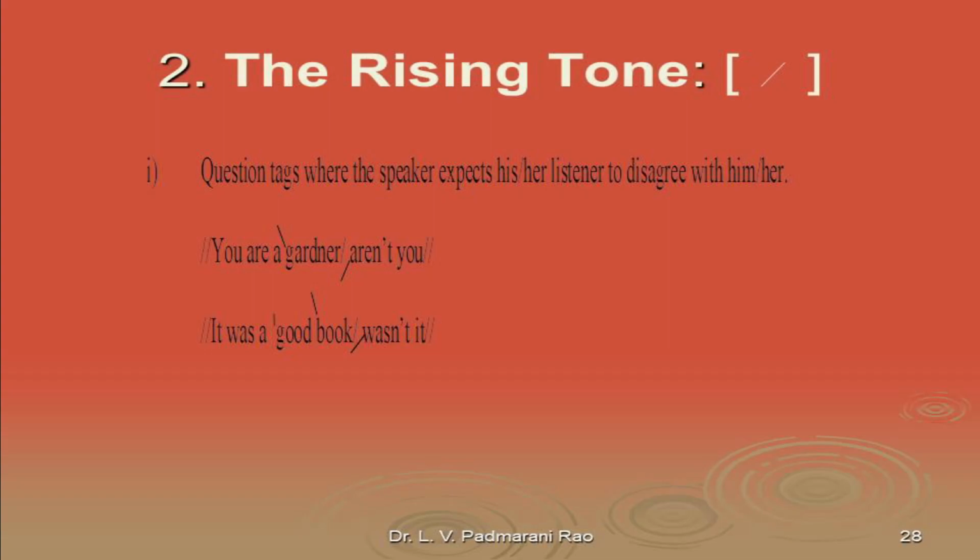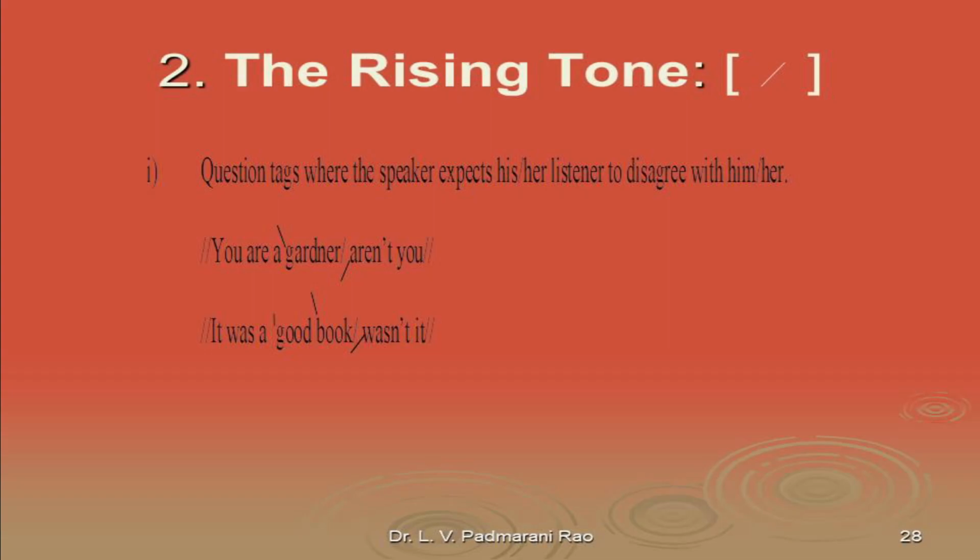So, you are a gardener. You fall down. Aren't you? If you raise up, I'm asking a question, and I expect that the person who is standing in front of me might be a gardener, might not be. You're a gardener, aren't you? You're falling down. It would mean that I know you're a gardener, and I expect my listener to agree with me. You're a gardener, aren't you? If I raise up, it would mean that he may be a gardener or maybe he is the owner of the house. It was a good book, wasn't it? It was a good book. Falling down, wasn't it? would mean that you may agree with me, you may not agree with me.